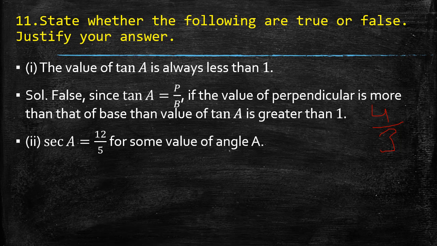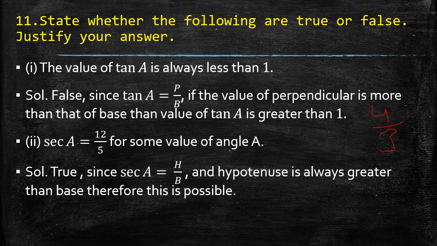Second, secant A is equal to 12 upon 5 for some value of angle A. Now, first of all, what will you think? First step is you have to think what is the secant A. Secant, this is true statement. Why? Because secant A is hypotenuse upon base, and hypotenuse is always greater than base. And in this case, hypotenuse is also greater. So this is possible. Okay, students, you have to think critically like this.